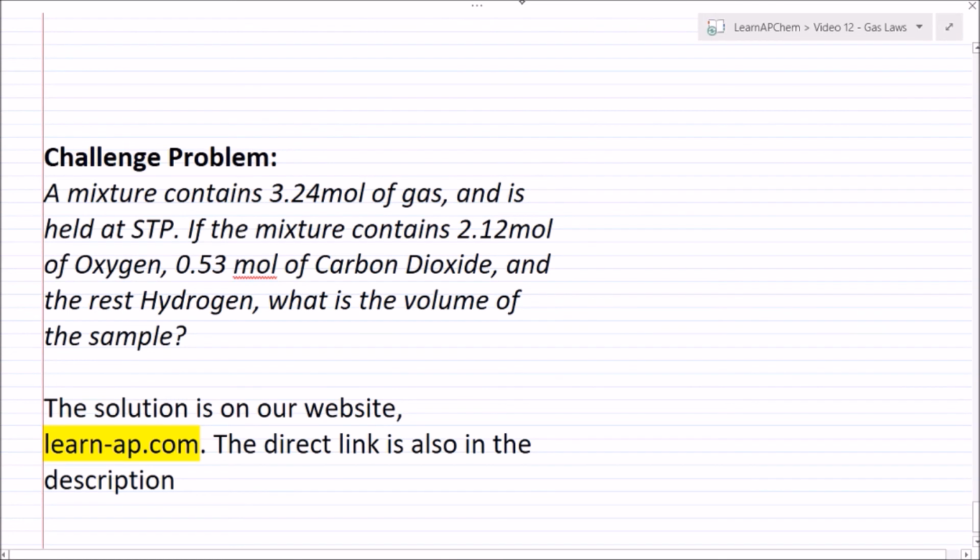Alright, so that brings me to today's challenge problem. A mixture contains 3.24 moles of gas and is held at STP. If the mixture contains 2.12 moles of oxygen, 0.53 moles of carbon dioxide, and the rest hydrogen, what is the volume of the sample? The solution to this problem is on our website, learn-ap.com, and I'll also put a direct link in the description.